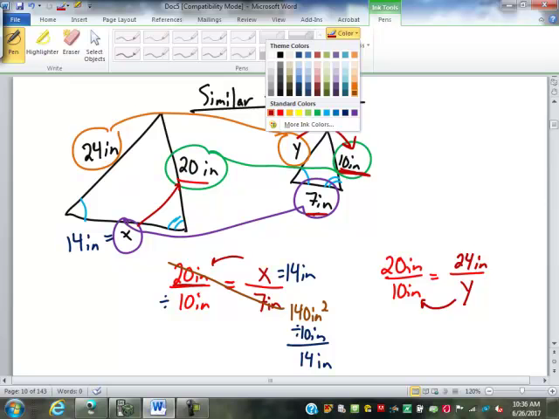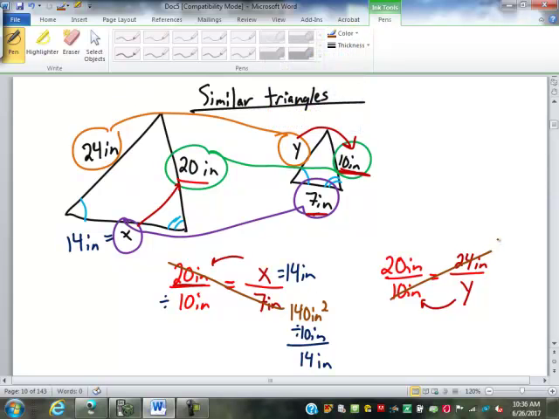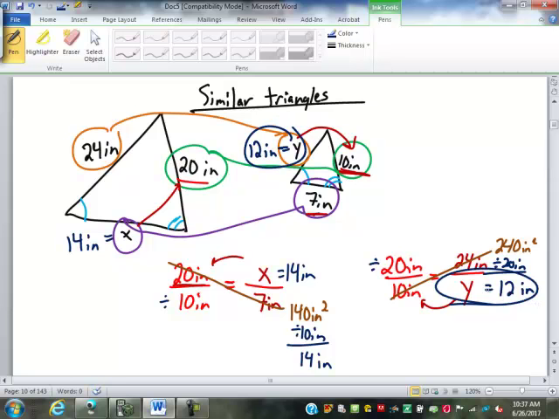So now we cross multiply. 10 times 24, 10 inches times 24 inches is 240 inches squared. Divided by 20 inches is, well, 240 divided by 20 is 12. Inches squared divided by inches is inches. So Y is 12 inches. That's an application; when we hit geometry we'll come back and look at more.